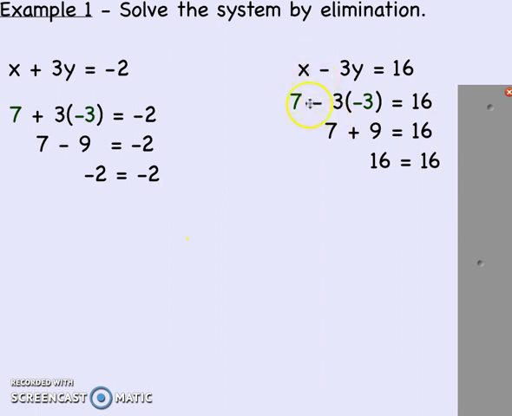I substitute my 7 for my x, my -3 for my y. This becomes 7 plus 9. 7 plus 9 is 16. 16 equals 16. It worked. So we know that we're correct. Let's take a look at another example.